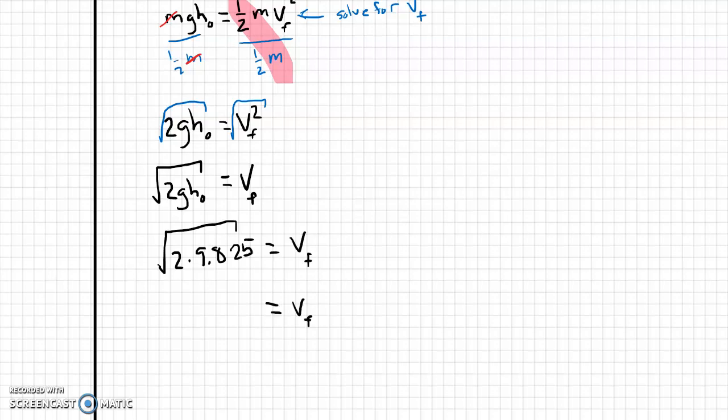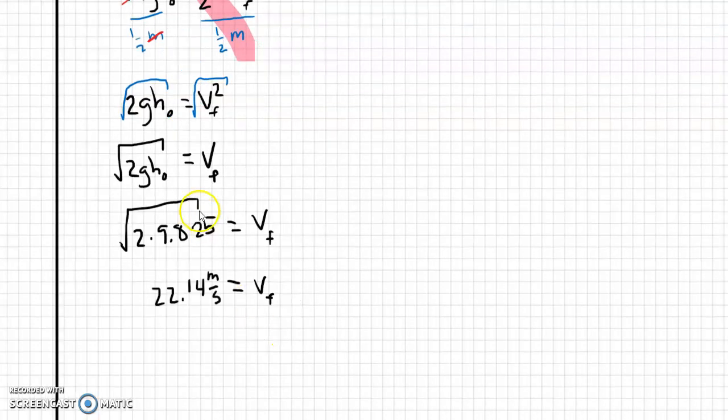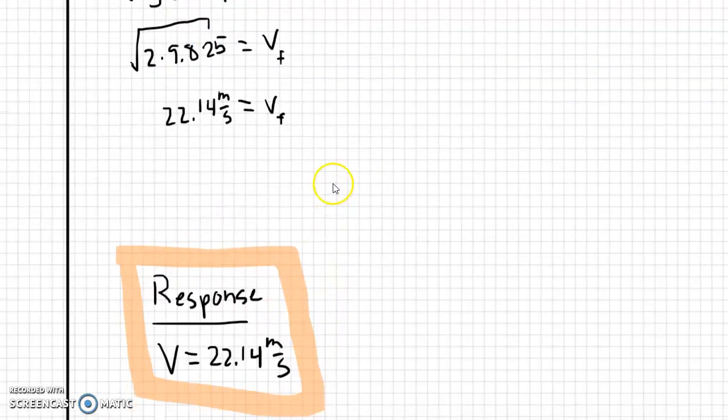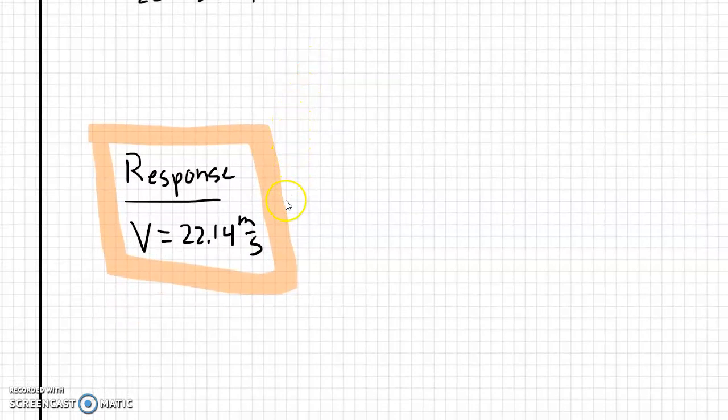So let's go ahead and get a calculator and see what we get. Plugging my values in and doing the math here, I end up with a speed of 22.14 meters per second. So to respond to the question, which was how fast is the object going to be moving at the end, I would say it's moving at 22.14 meters per second.